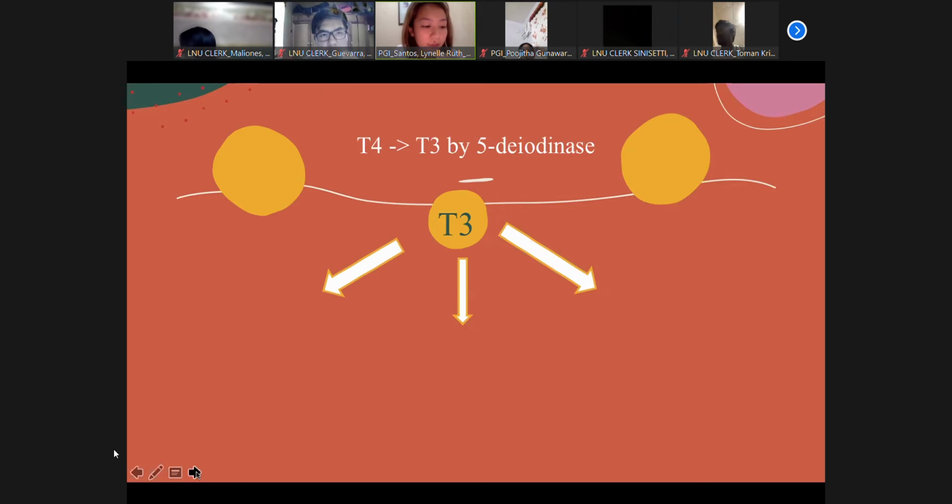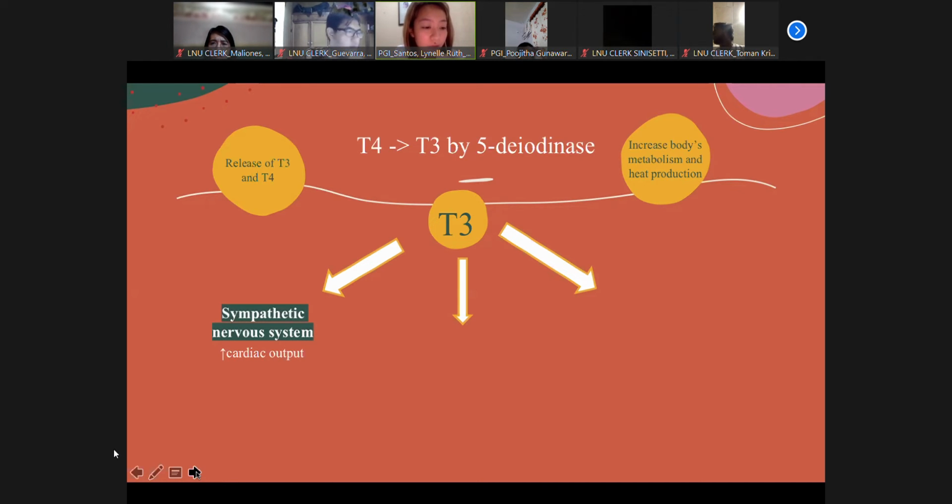As an example, exposure to cold weather stimulates the release of T3 and T4, and they go on to increase the body's metabolism and heat production. They also activate the sympathetic nervous system, which is responsible for the fight or flight response. This increases cardiac output, respiratory rate, and mental alertness. They also work synergistically with growth hormone to promote long bone growth and are necessary for brain development.